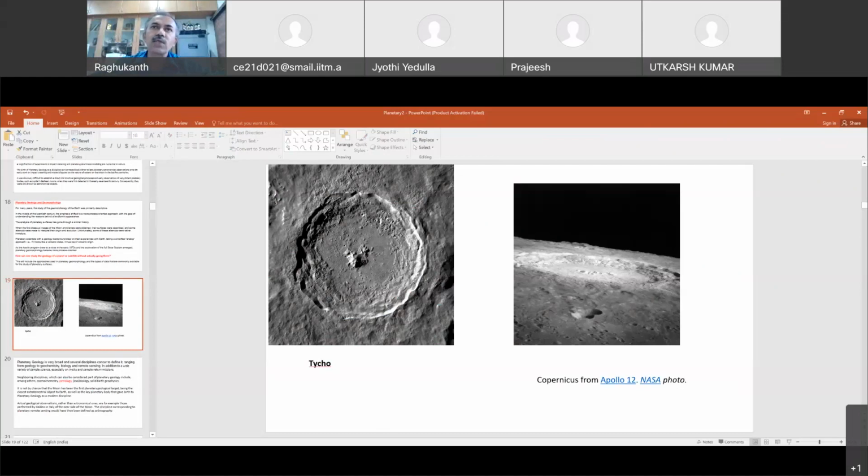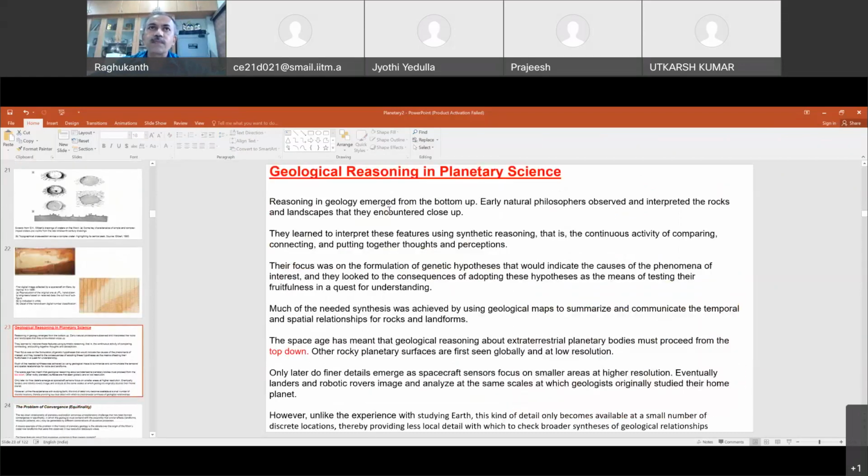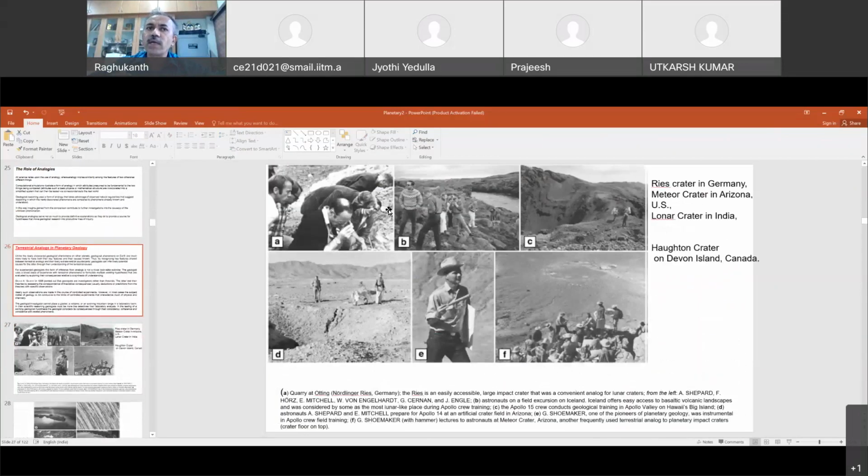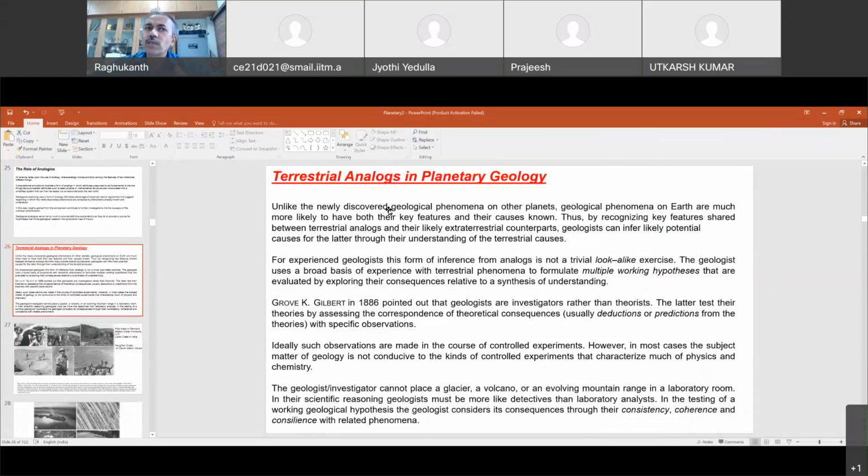So this is what we call terrestrial analogs. This is the most important thing. That is essentially what we do in planetary geology. Everything is analogies. You can compare with whatever has happened on Earth, or sometimes if you are unable to do so, you may have to create a computational model or some theoretical model, or draw some kind of analogies.